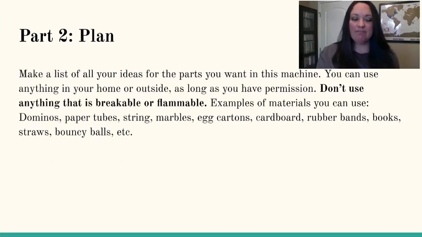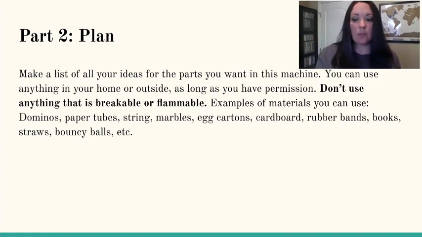Part 2, plan. Now here you need to make a list of all your ideas. You don't have to write or draw it out yet, but kind of think about what you want to have happen in your machine. You can use anything in your house as far as materials go. Make sure you have permission, and please don't use anything that's breakable or flammable. Examples of materials that you could use are dominoes, paper tubes, string, marbles, egg cartons.